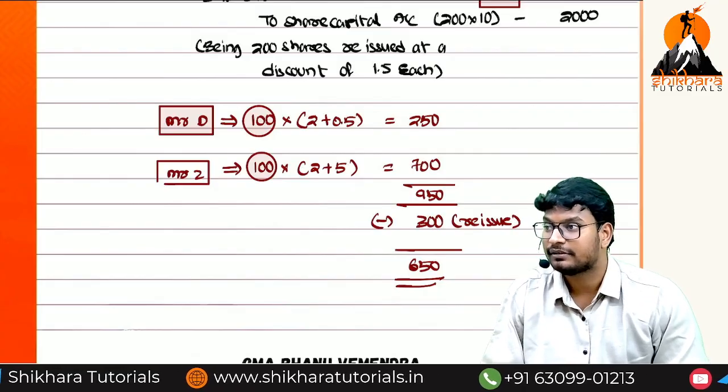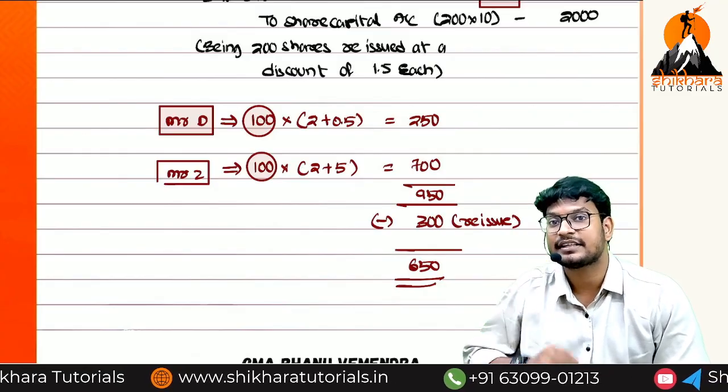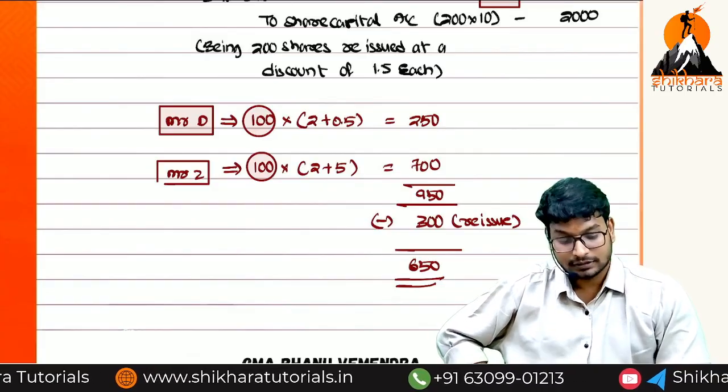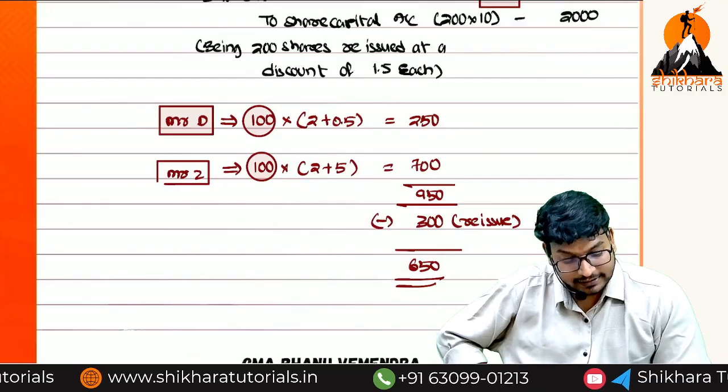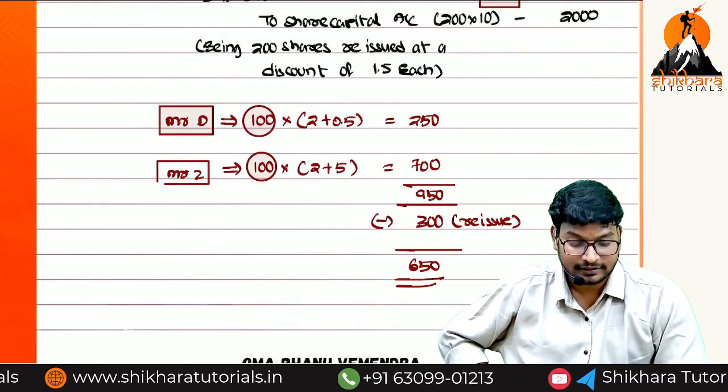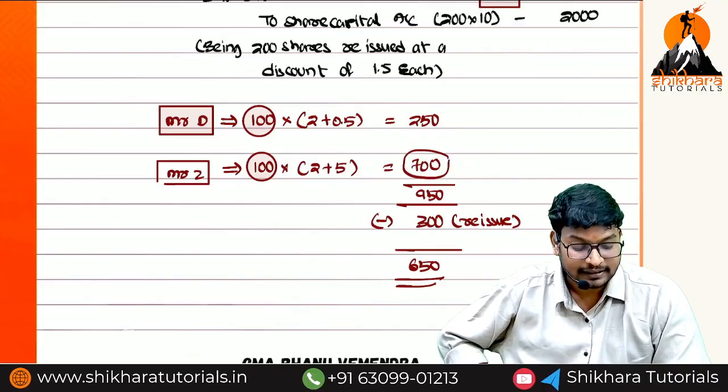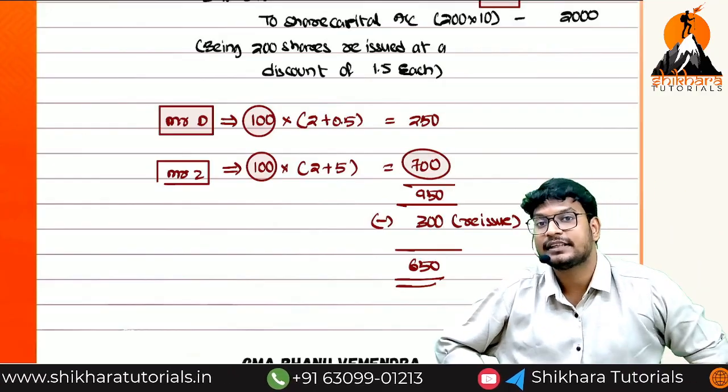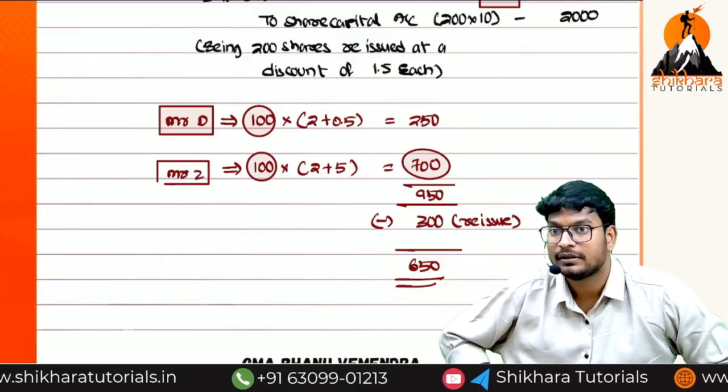650, 650. What is the remaining balance available in the share forfeiture account? The remaining balance, this 100, 2 plus 5, that is equal to how much, ma'am? The remaining 700 balance will be available in the share forfeiture account. Are you getting it or not, ma'am? If you want, you can see.